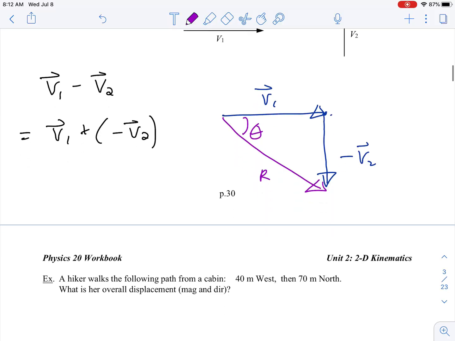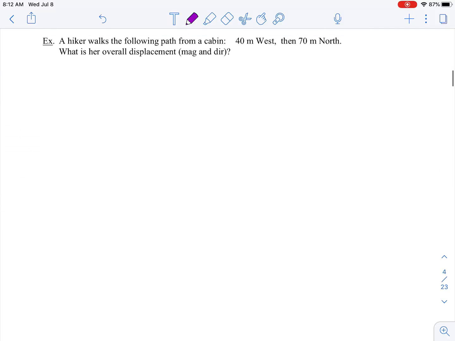Let's try one together. So here I have a classic question. A hiker walking from a cabin, and we're looking for her overall displacement. We're going to add these two vectors together. Do you guys want to try to draw the diagram yourself? Just pause and try to draw it yourself.